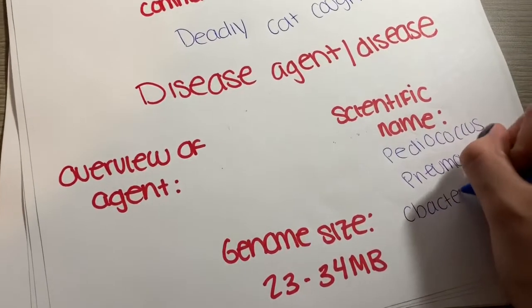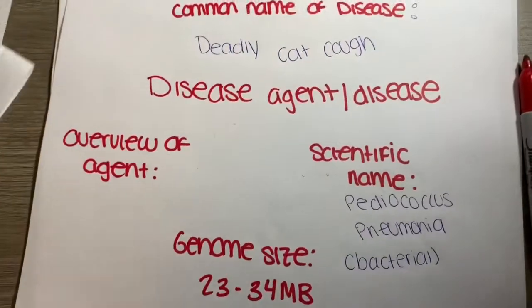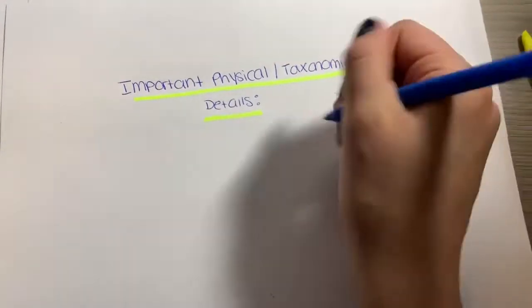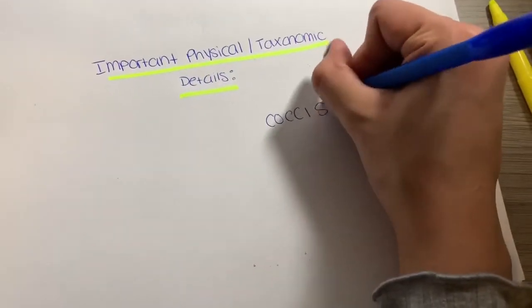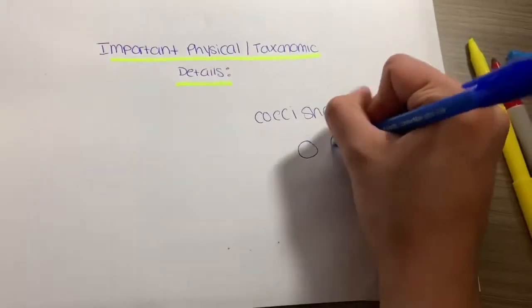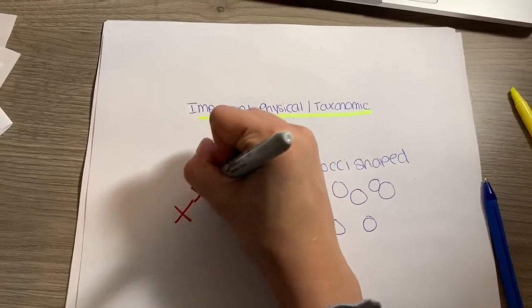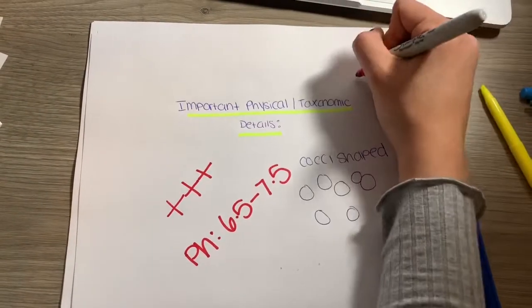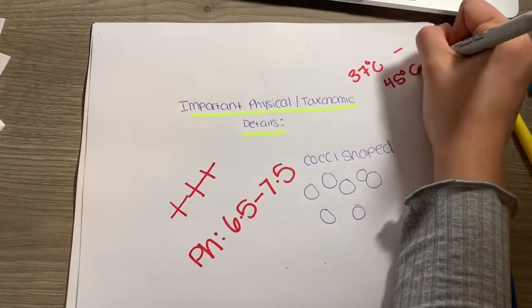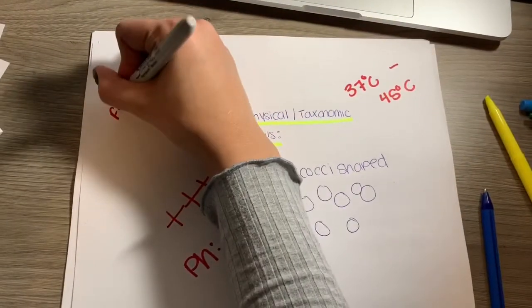Some important physical and taxonomic details is its shape, as I have demonstrated in the following slide. Right here, I'm going to go ahead and show the shape of this bacteria. It is also gram-positive. It was a new and previously unknown species and was named according to the symptoms it produced in humans. It grows best at a pH of 6.5 to about 7.5. The ideal temperature for growth is around 37 degrees, but it can grow up to 45 degrees Celsius, which is well above the normal temperature range for most bacteria.